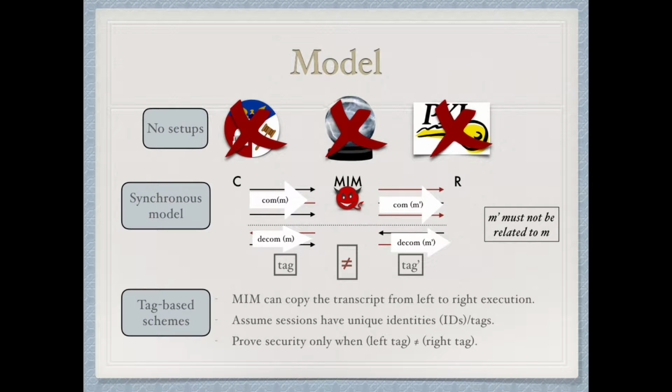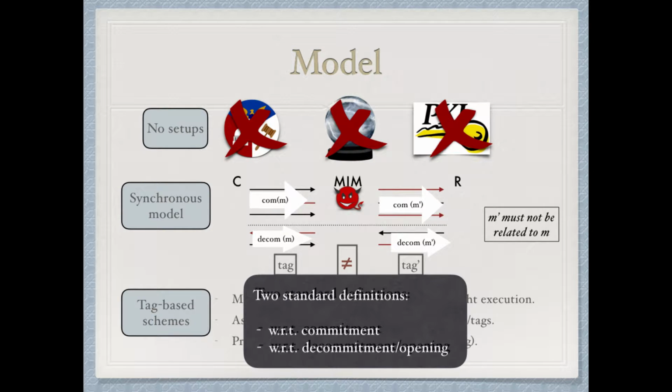And the kind of security we want to prove is that the value that the man in the middle commits to in the right execution should not be related to the value that was committed in the left execution. So there are two standard definitions. One is non-malleability with respect to commitment, and one is non-malleability with respect to decommitment or opening.